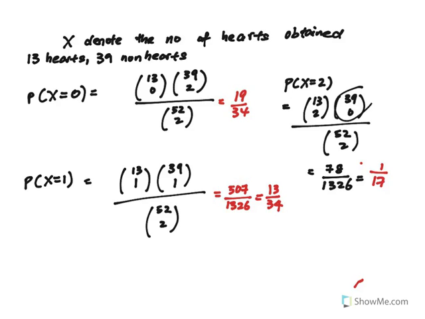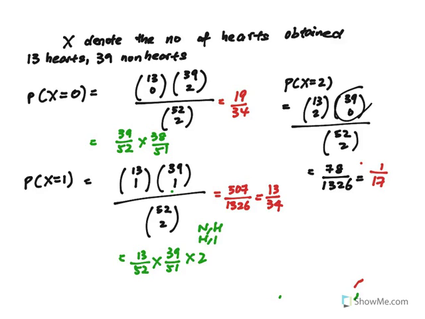Some of you will use another method. Instead of using the permutation and combination method, for the probability of X equals 0 you can put 39 over 52 multiplied by 38 over 51. That will be fine, so I'll write down the other way of finding it. For X equals 1, this can be times 2, because you can be choosing 1 non-heart followed by 1 heart, and also 1 heart followed by 1 non-heart.